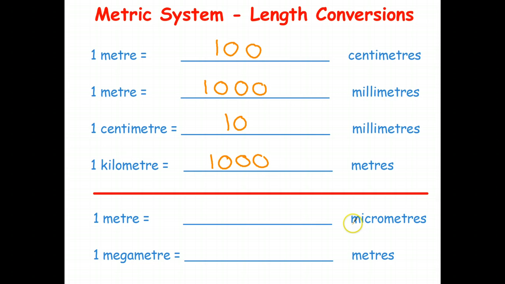Micro means 1,000,000th, so therefore 1 meter is 1,000,000 micrometers, and mega means 1,000,000, and therefore there are 1,000,000 meters in a megameter. Okay, these are sort of not used all that often, but certainly these conversions here you have to use all the time.